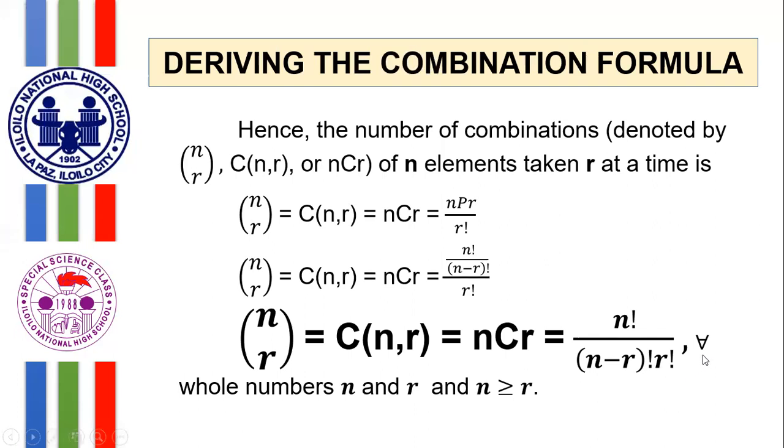For all, this inverted A is read as for all whole numbers n and R, and that your n is greater than or equal to R. All right. And of course, we are assuming here that you have at least one object that's present. And your R could be 0. It could be any whole number.